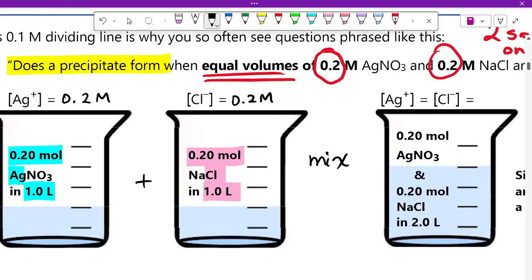What is our new volume? Our new volume is 2 liters. And what were our moles? Have our moles changed? No, we still have 0.2 moles, and we still have 0.2 moles. If we have 0.2 moles in 2 liters, what is our concentration?